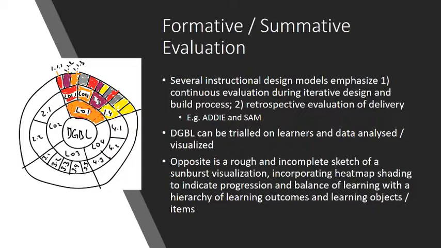And here is a very rough sketch of a sunburst visualization, which uses a heat map and breaks down learning outcomes into sub-learning outcomes or activities or items or learning objects in the game. And as players progress through them and their level of understanding builds up, so does the heat map in the visualization heat up, and the spread and the balance of learning can be viewed through such a visualization.